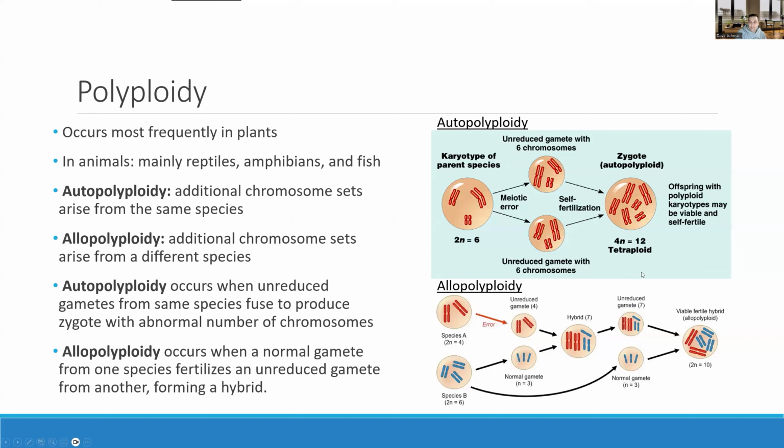Then what happens is another round of fertilization where species B fertilizes again this hybrid. Okay. Now, here's where this sort of rectifies itself. This normal gamete then fuses with the 3 unpaired chromosomes from the original mating.